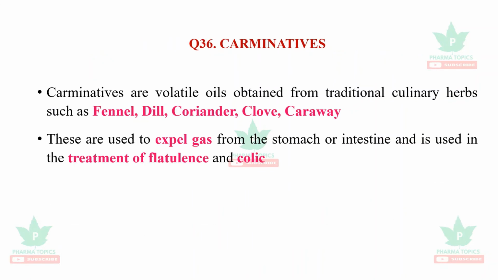Question number 36 is carminatives. Carminatives are volatile oils obtained from traditional culinary herbs such as fennel, dill, coriander, clove, and caraway. They are used to expel gas from the stomach or intestine and are used in treatment of flatulence and colic.